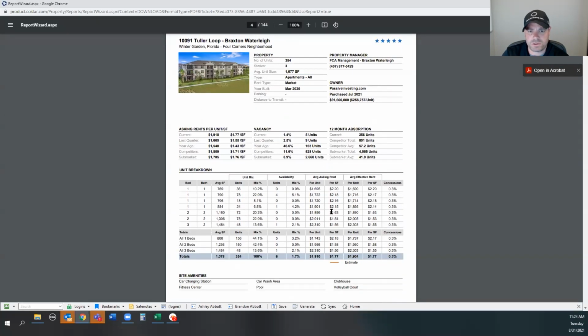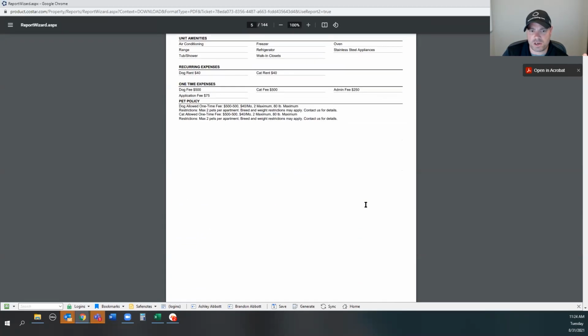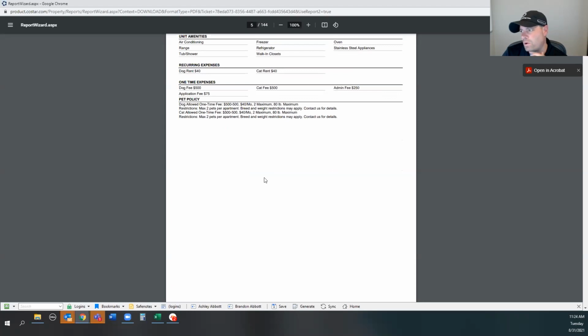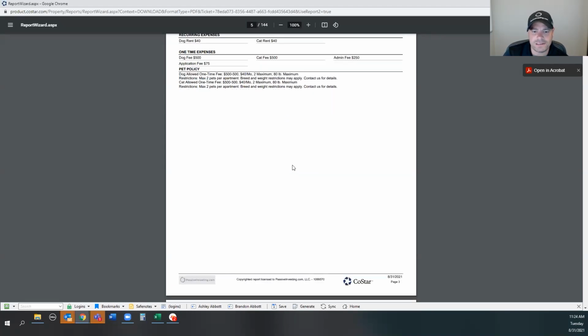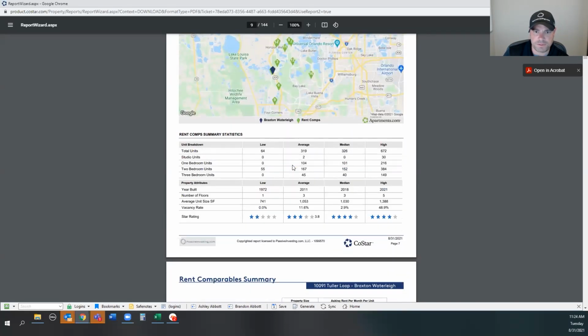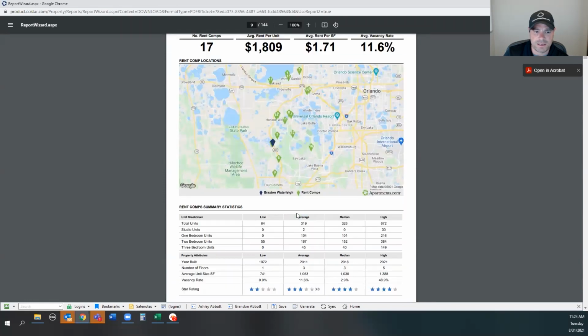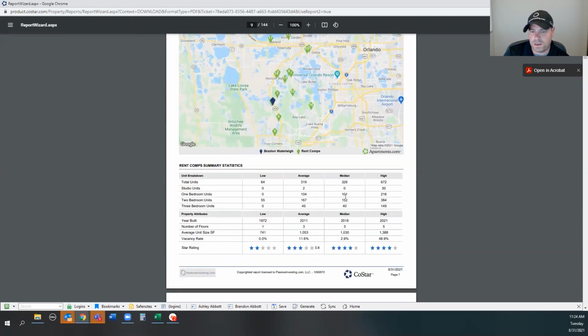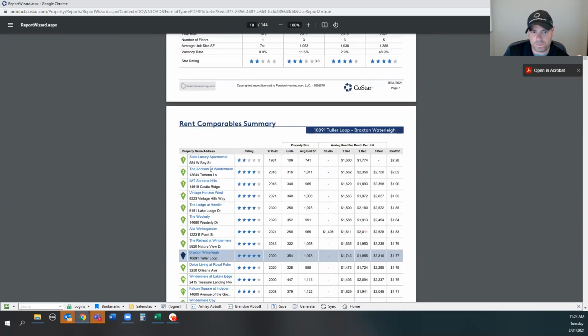So it pretty much just goes over everything possible: unit mix, what all the average rents are currently. There is a lag somewhat in CoStar's data, so it's not going to be necessarily today's rental rates, but you can just kind of see. There's the photos, obviously, which we don't need to see. Here's your comp set. It's going to give you everything that you need to know.